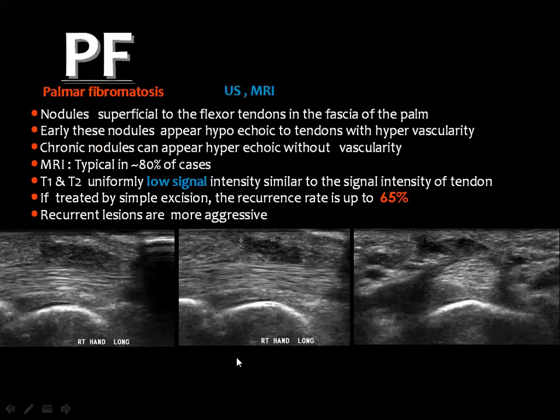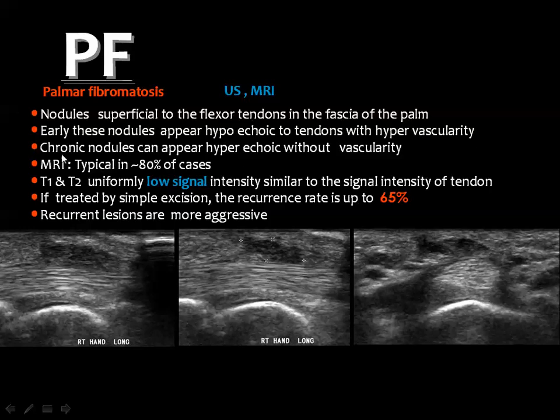This lesion is diagnosed by clinical appearance and usually needs no further evaluation by ultrasound or MRI. But if you have ultrasound, this lesion will appear hypoechoic to the tendon with some hypervascularity, similar to the previously mentioned.